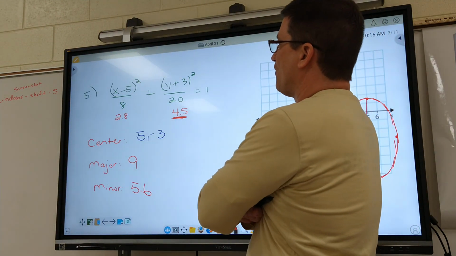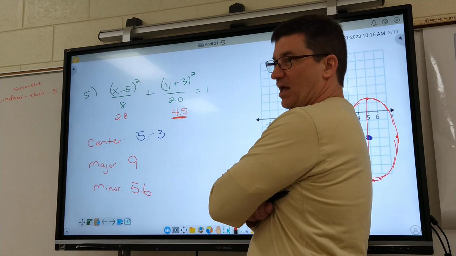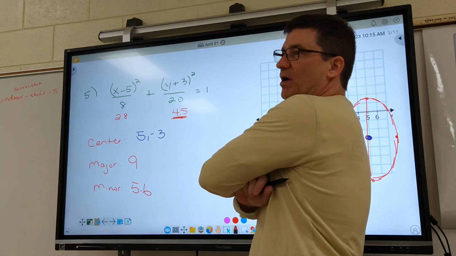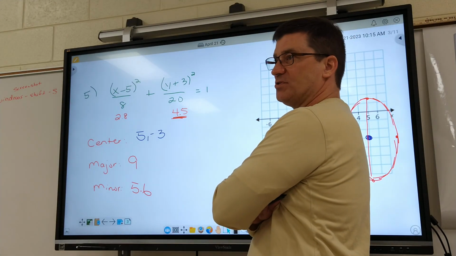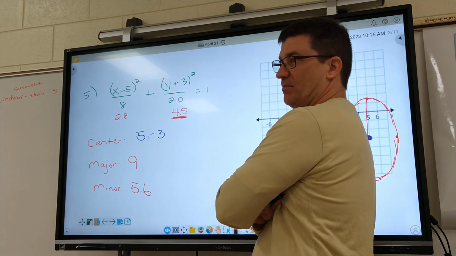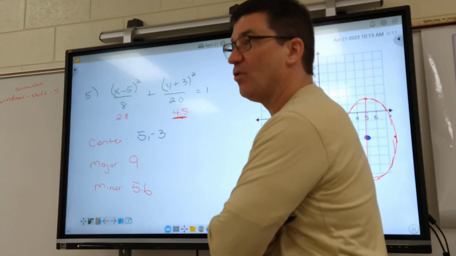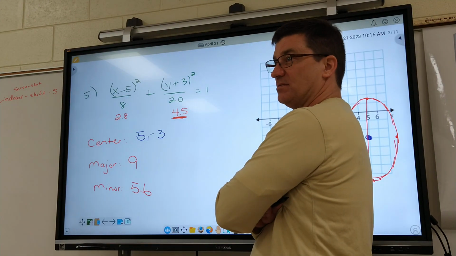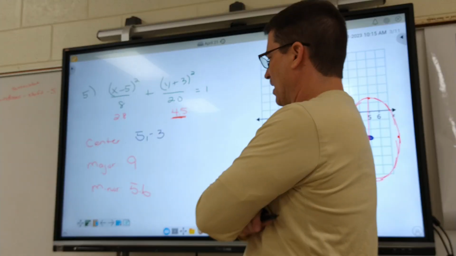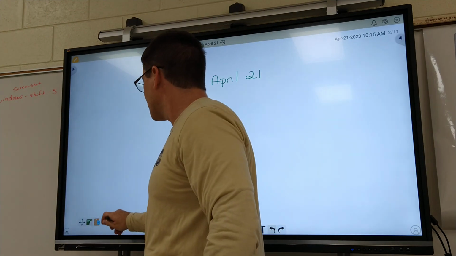All right, standard form of an ellipse has to equal 1. That's what we're going to look at on number 1 and number 2. If it's not equal to 1, you'll have to make it equal to 1. We're not learning that today.